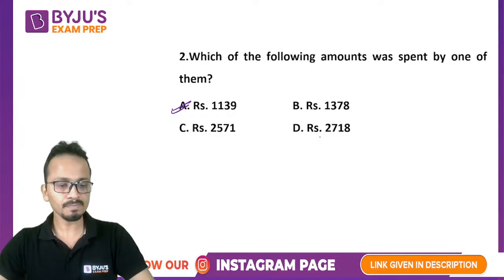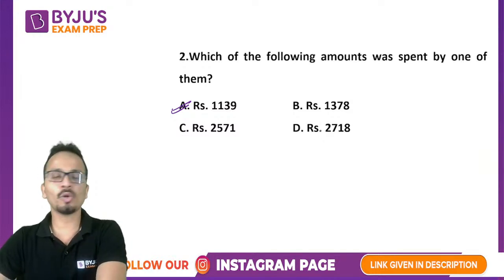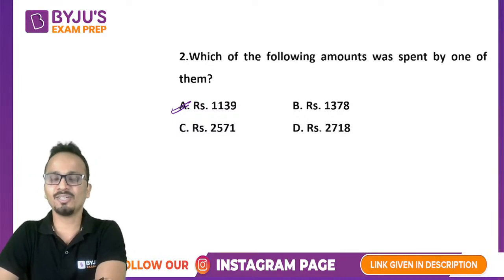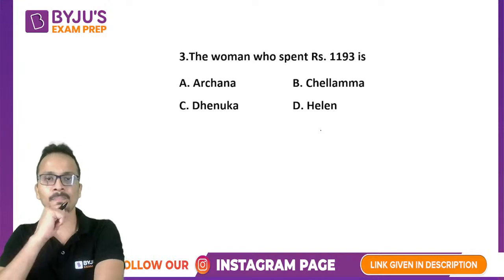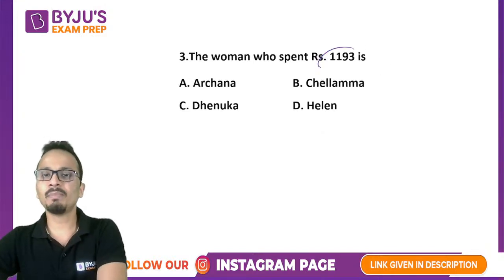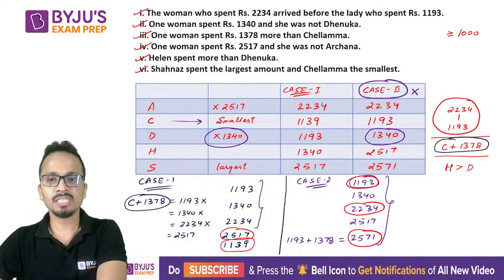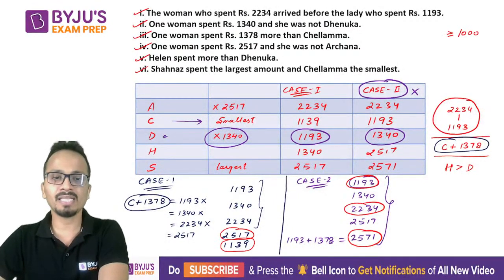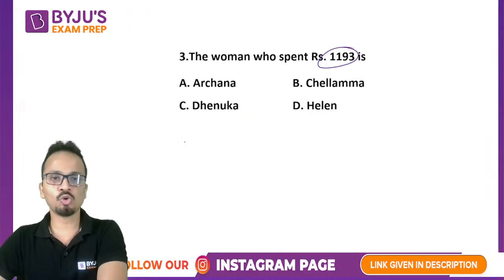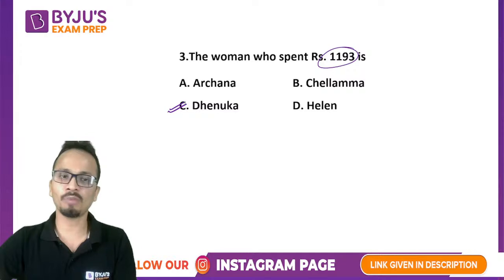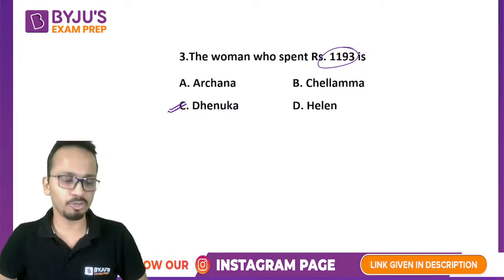Okay, all right. Now let's go ahead and look at the third and the final question for this particular set before we move on to a little difficult set. Thoda sa difficult hoga next set. The woman who spent 1193. So 1193 किसने spend किया है? 1193 is spent by Dhanuka. Okay, so the correct answer for question number 3 should be option C, that is Dhanuka.